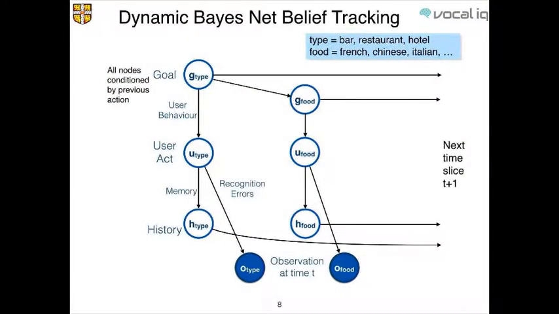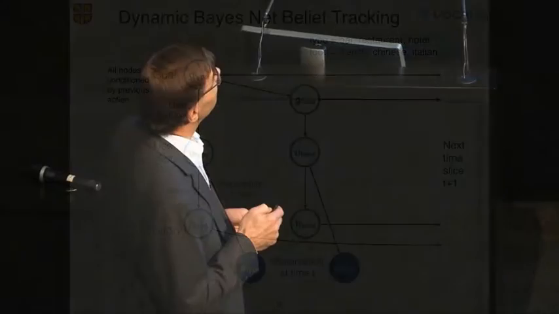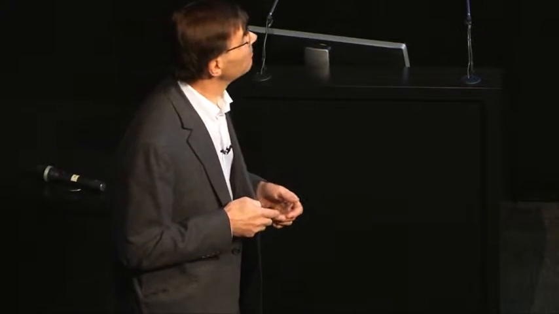And then, of course, because it's a time series, you have to link all of these to the next time slice. And I'm not showing it here, but all nodes are conditioned by the previous action or the previous question. And you can use expectation propagation such that given your observations, you can infer back what the goals were.